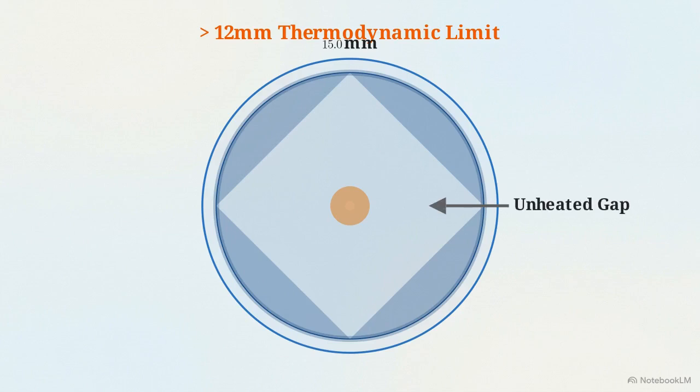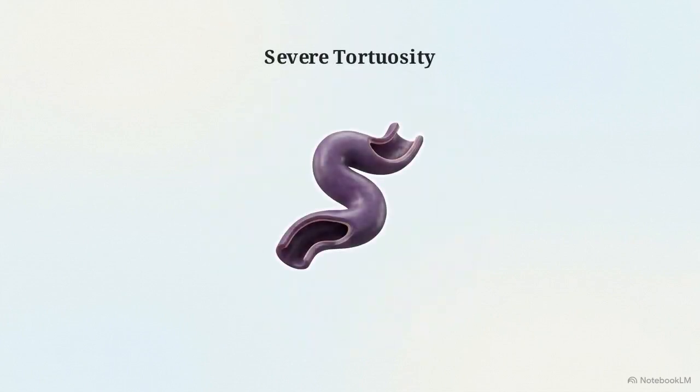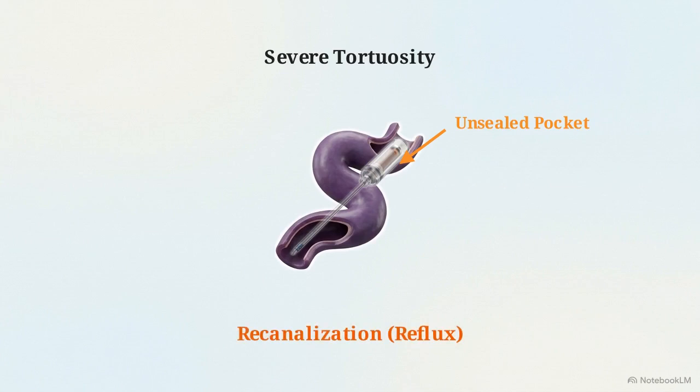Severe vessel tortuosity compounds this physical gap. A rigid, straight thermal catheter cannot bend to perfectly match the winding curves of a highly tortuous vein, meaning it loses consistent contact with the inner walls. Recent Vascular Quality Initiative data reveals the consequence of these physical gaps. In veins that are both large and tortuous, the risk of recanalization sharply increases, as reverse blood flow eventually forces its way back through the unsealed pockets left alongside the catheter.